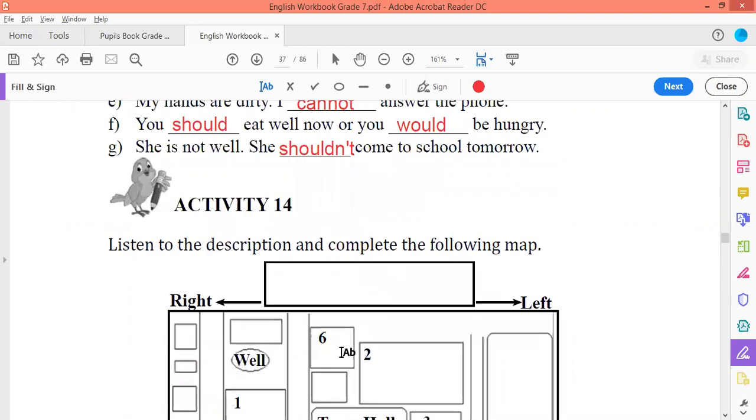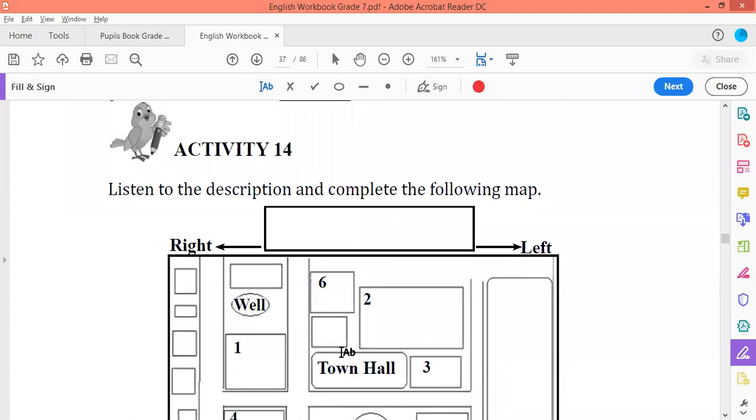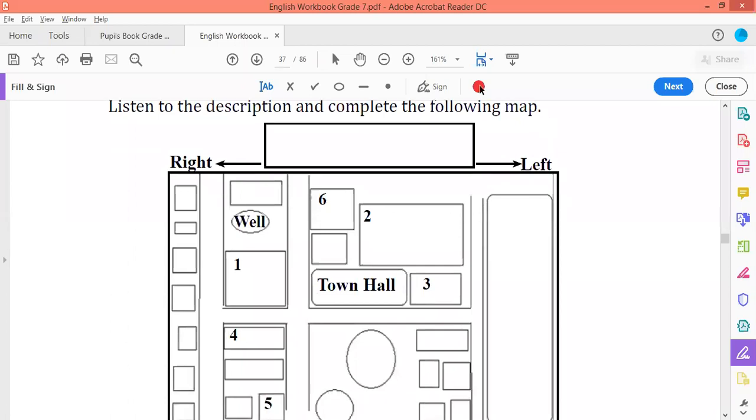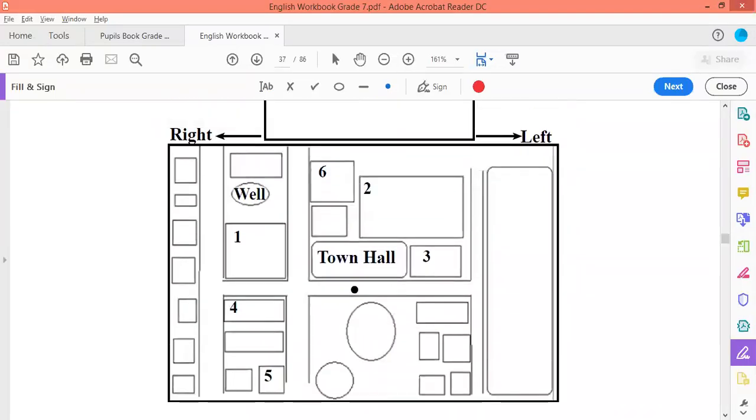Okay, next one is a listening activity. Now please look at this map. Here on this side is your left hand side. This side is your right hand side. Now when you listen to this map, you have to refer to your right hand and left hand according to this map. Actually, when you look at the book, this is your right hand, right? But when you stand here and you start moving inside, then this side is your left and this side is your right. You understand over there? Yes. Okay.